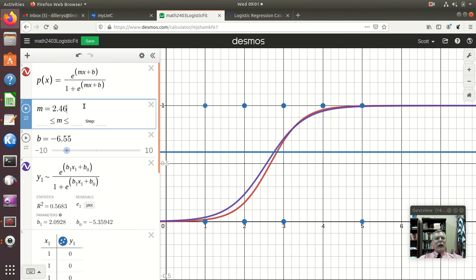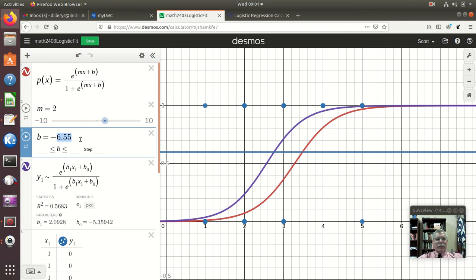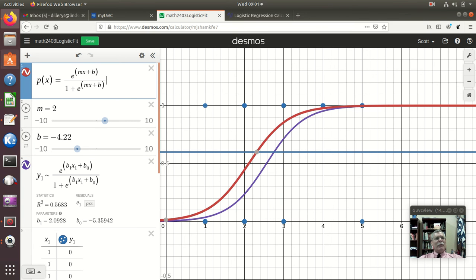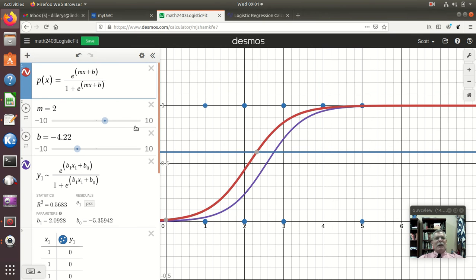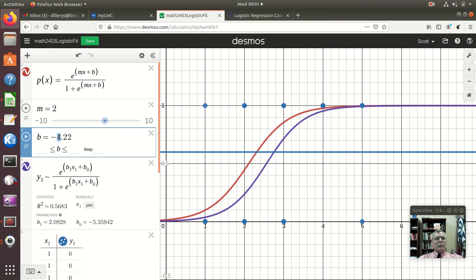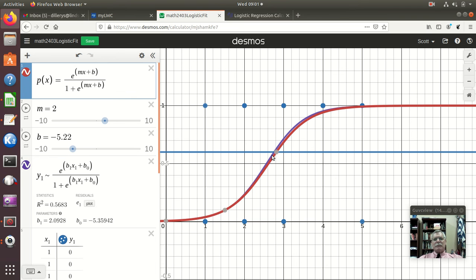And if I put this back to the 2 and the, I think it was 4.22. No, it couldn't have been 4.22. That would be very bad. 5.22. Okay. 5.22. There again, we see that we have our 2.813 for our method. Okay, so we can do this.